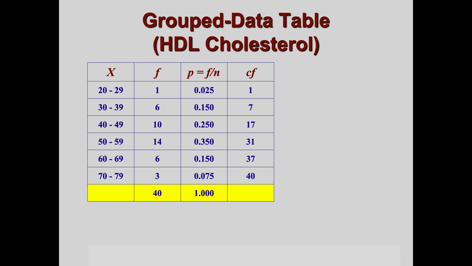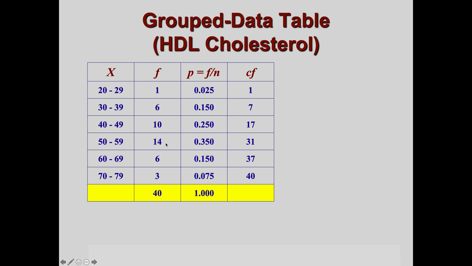Okay, so now what we have is I made some intervals: 20 to 29, 30 to 39, 40 to 49, 50 to 59, 60 to 69, 70 to 79. Then I go through and I count the frequency for each one. This means there is one score from 20 to 29, 6 from 30 to 39, 10 from 40 to 49, and so on. That's what we did before, so you should be comfortable with that.